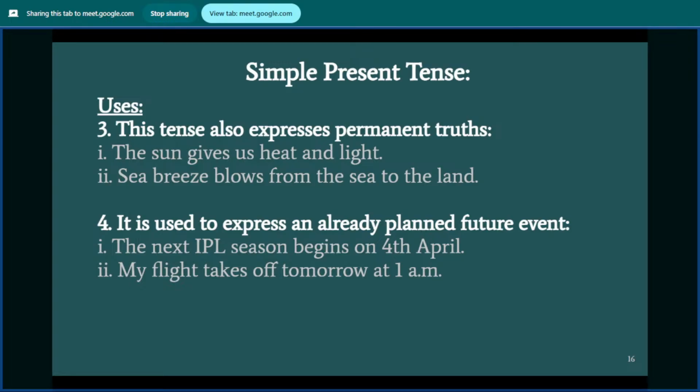Same way, scientific facts पण आपली याच कॅटेगरी मध्ये येऊन जातात. Example, water boils at 100 degrees Celsius. Can I change that? No. So I will use simple present tense.